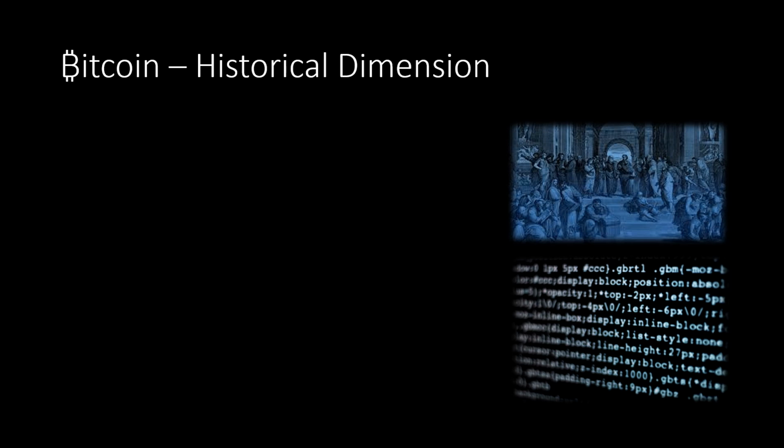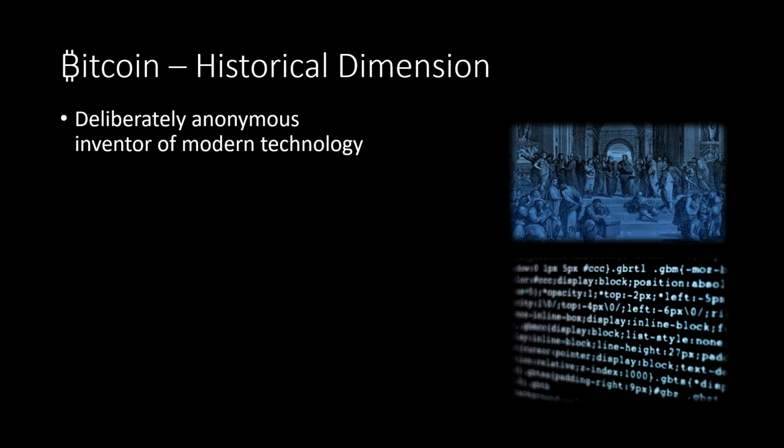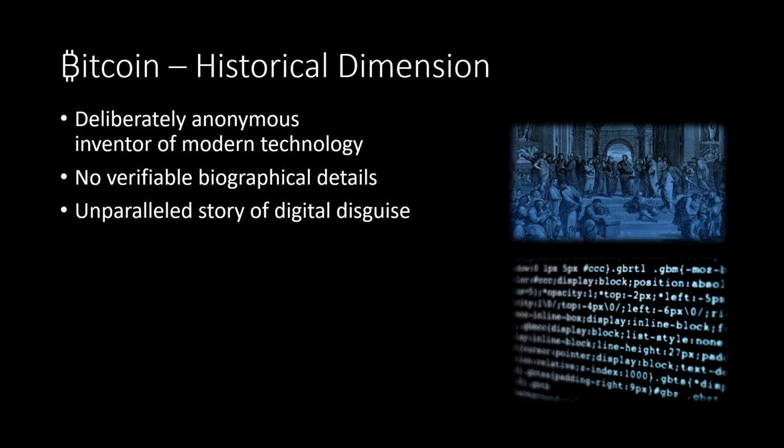From my point of view, there's a strong historical dimension in Bitcoin. It has a deliberately anonymous inventor of a modern technology. He doesn't have any verifiable biographical details other than he must have been alive and at a certain age to be able to have had the educational background to creating Bitcoin in 2008 and leaving in 2010-2011. This is an unparalleled story of digital disguise.